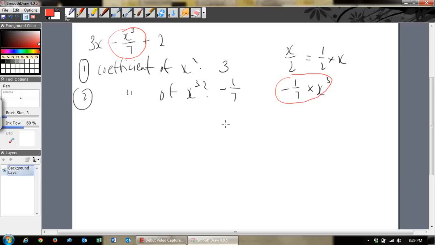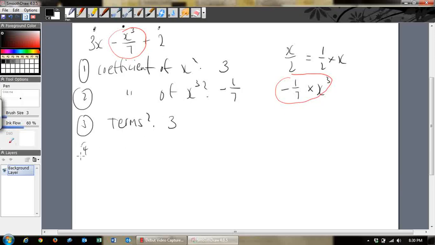Fantastic. That's pretty much all you need to know about those things: coefficients, constants, variables. Let's just talk about terms. How many terms does this expression have? Just look at all the things that are added together. We've got 1 here, 2 there, and 3 there. So it's got 3 terms added together.